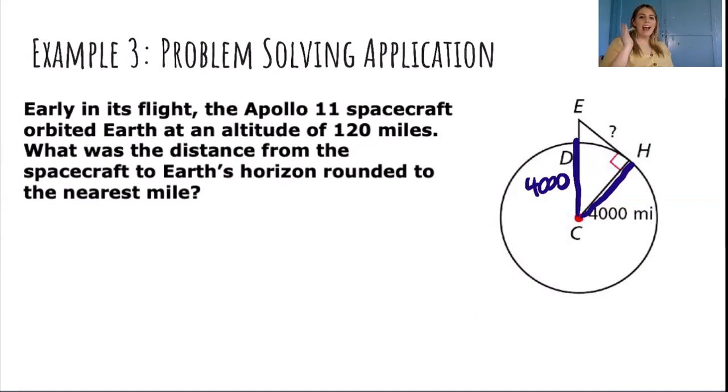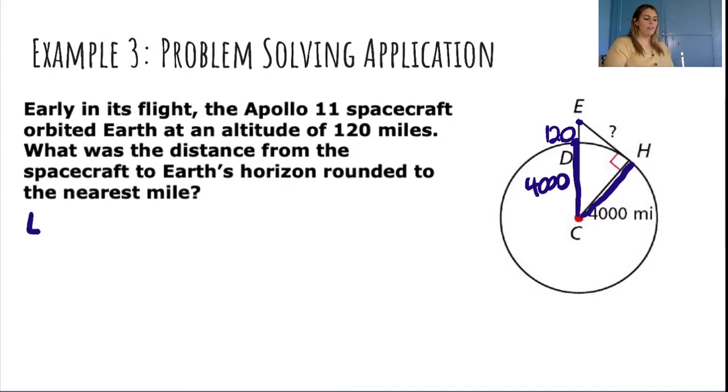But it's saying that the altitude is 120. So the altitude describes this distance, this distance straight up and down from the Earth to the spacecraft. I want to figure out what EH is. Because I have a point of tangency and a radius, I know that it's a right angle, and I can use trigonometry to figure out what that length is.